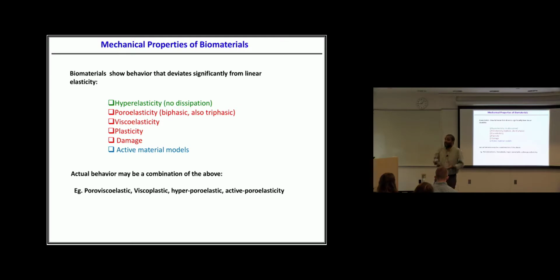And they are actually idealizations, which means any real material you look at could be a mixture of these things. For instance, we will look at materials that are poroviscoelastic, meaning it has features of poroelasticity, features of viscoelasticity, and elasticity. Similarly, viscoplastic, hyperporoelastic, active poroelastic, you can kind of mix and match, if you will.